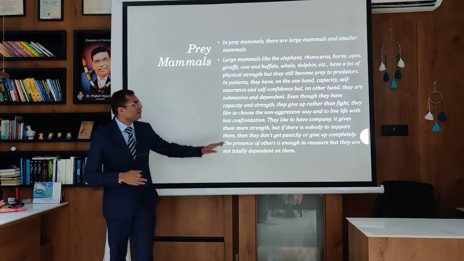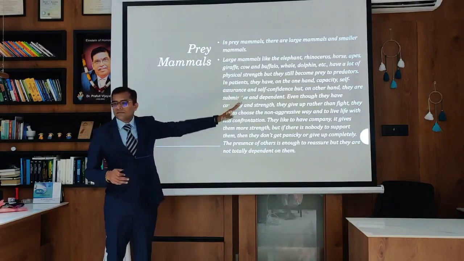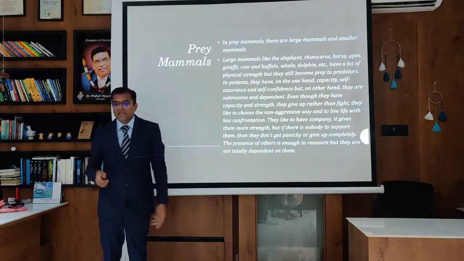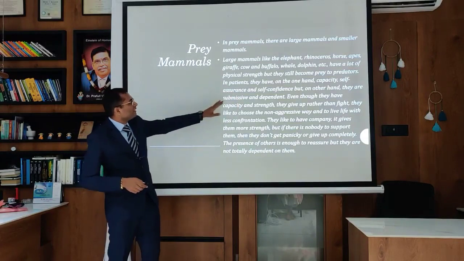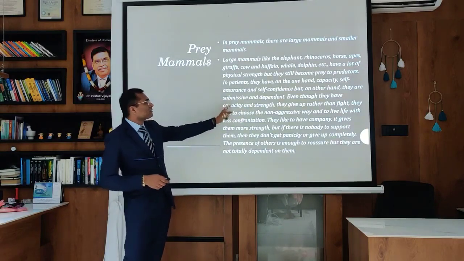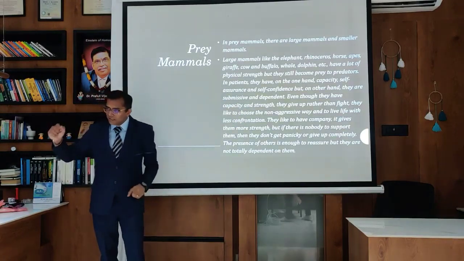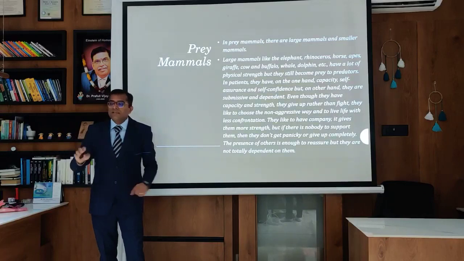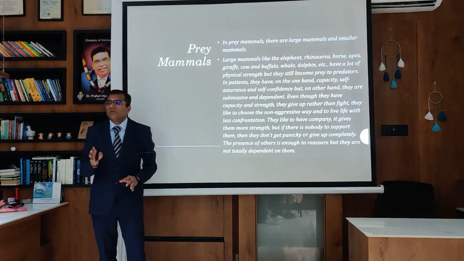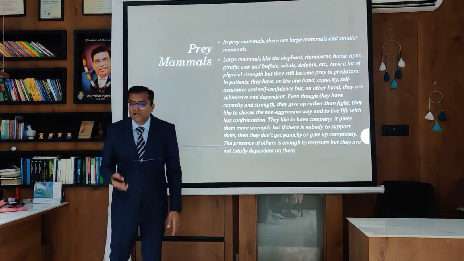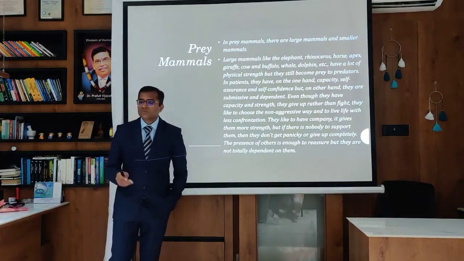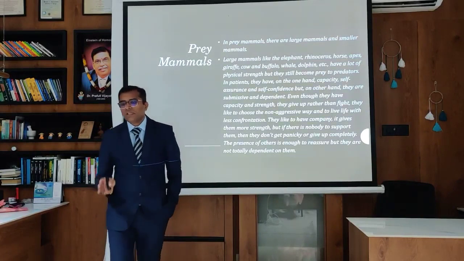So for that, what do they have? Physical strength. Still they have a lot of physical strength, but still they become prey to the predators. And the patient expressions are that on one hand they have capacity, self-assurance, self-confidence, but on the other they are submissive and dependent. So they have strength, they have power, but on the other hand they submit themselves. So this is what feels strong. But they need support, security and they need to submit to others. Even though they have capacity and strength, they give up rather than fight. And they like to choose a non-aggressive way to live life with less confrontation.